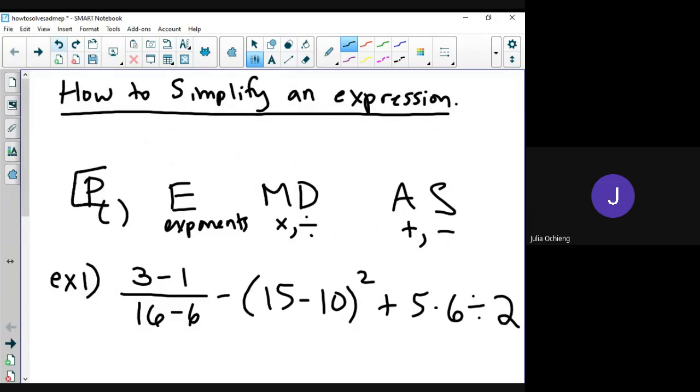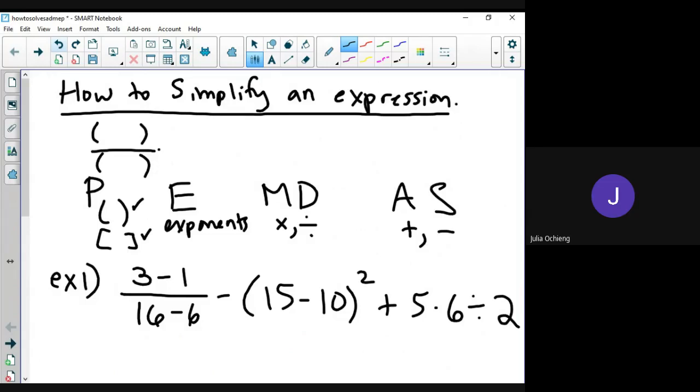To clarify, parentheses should really include all grouping symbols, so not just parentheses, but also any brackets, also any invisible parentheses. So for example, whenever you see a fraction bar, they might not write the parentheses on the top and the bottom, but they do exist there, all right? So anytime you see a parentheses, a bracket, or a fraction bar, you should know that there's invisible parentheses or grouping symbols, and those would go first.